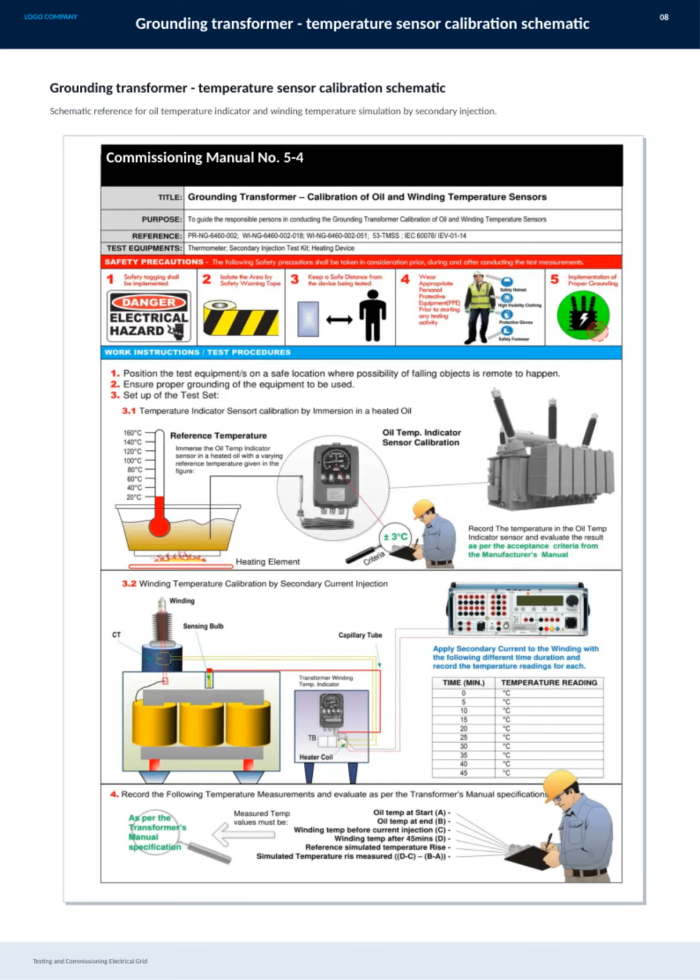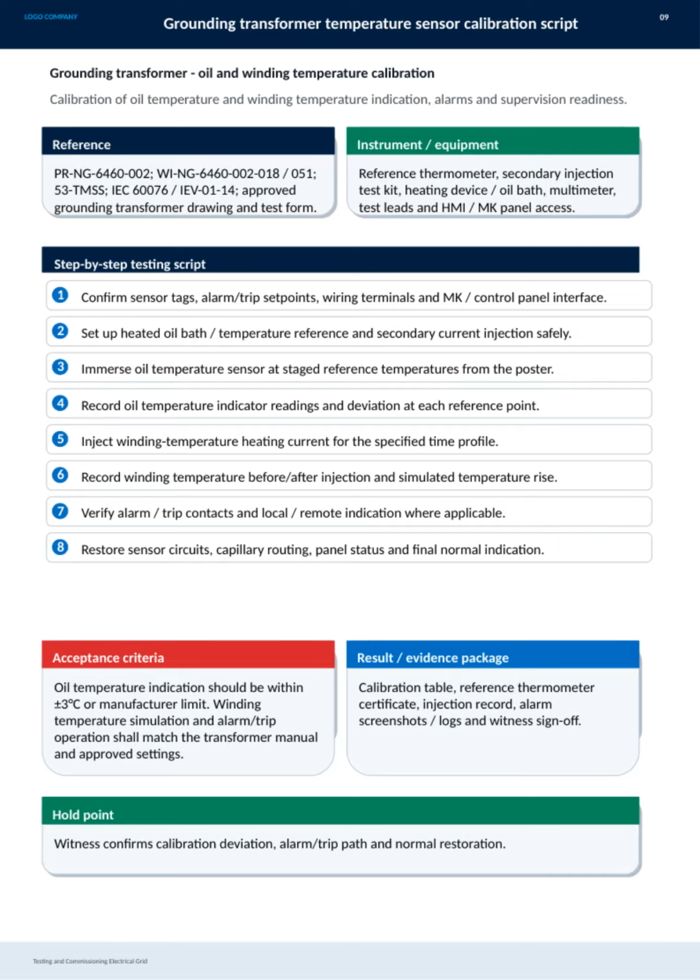Here we have the grounding transformer temperature sensor calibration schematic, which is crucial for ensuring accurate temperature readings during operation. This schematic provides a detailed reference for the oil temperature indicator and the method of winding temperature simulation through secondary injection. By following this approach carefully, we can verify that the temperature sensors are calibrated correctly, preventing potential overheating issues. This procedure is an essential part of the testing and commissioning process for the electrical grid, as documented in Commissioning Manual Number 5-4.